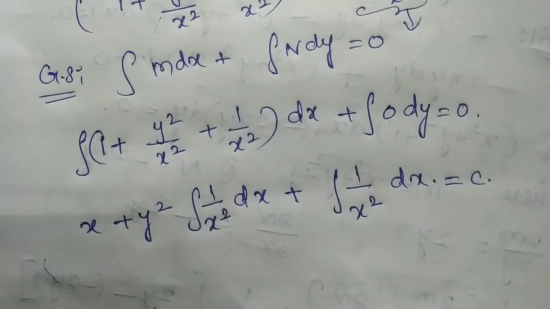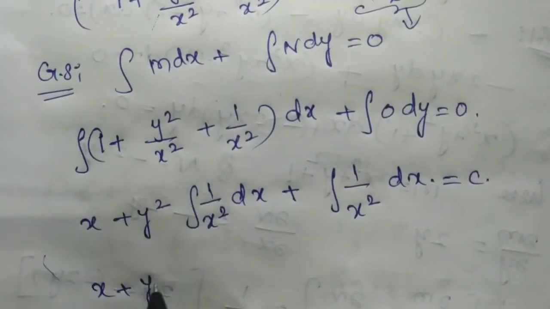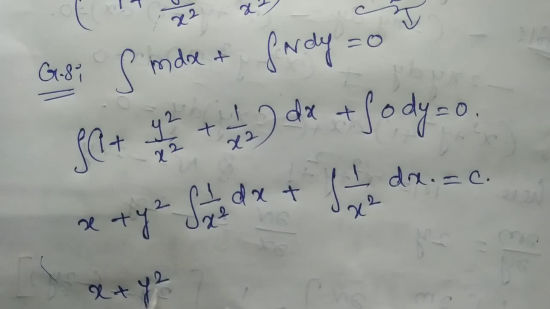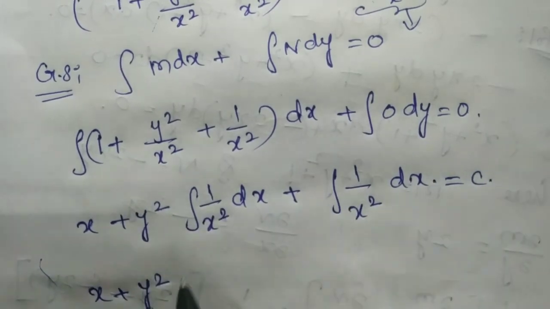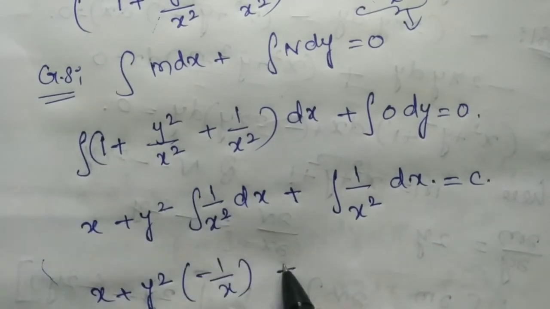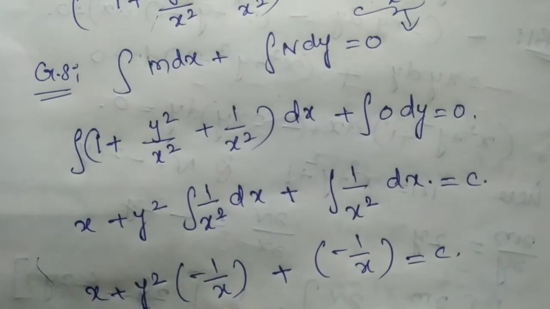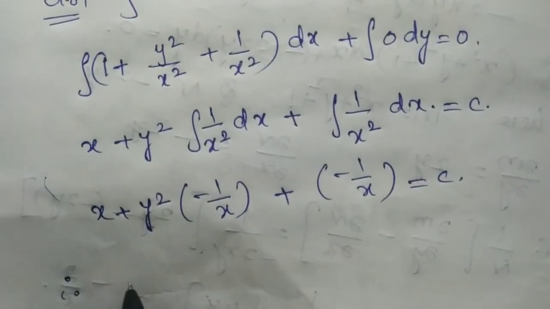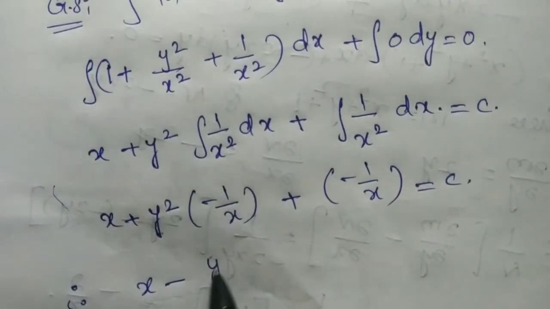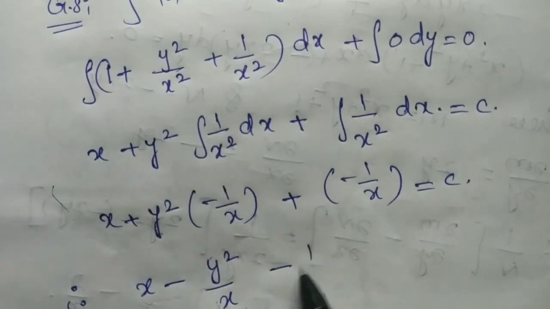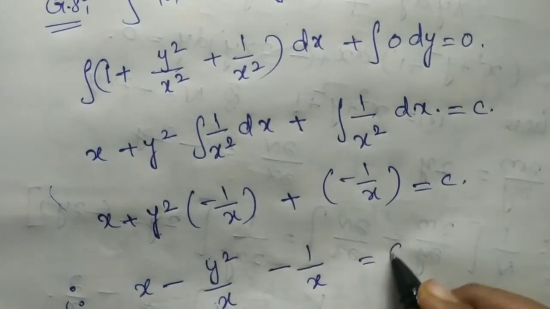So x plus y square into integration of 1 by x square, so minus 1 by x, plus integration of 1 by x square is minus 1 by x, equal to c. So therefore x minus y square by x minus 1 by x equal to c.